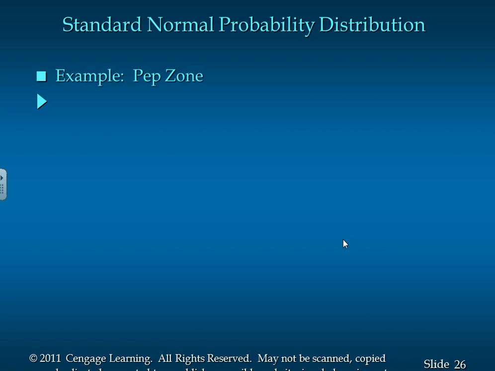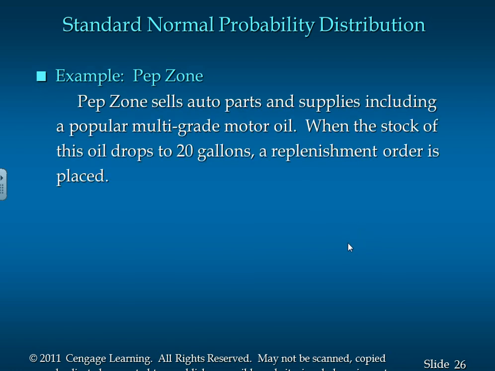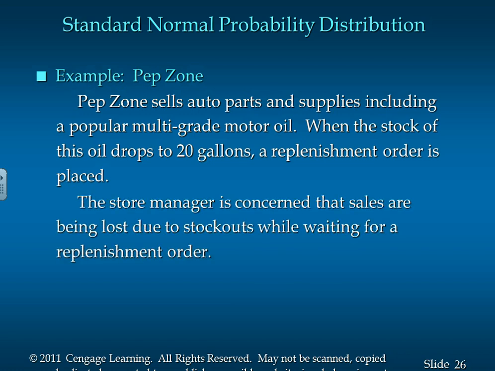The PEP Zone, they have to be making this up. Oh, this is a place that sells cars, sells auto parts and supplies, including popular multi-grade oil when in stock, and drums up to 20 gallons. Okay.